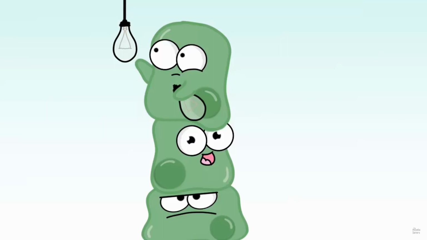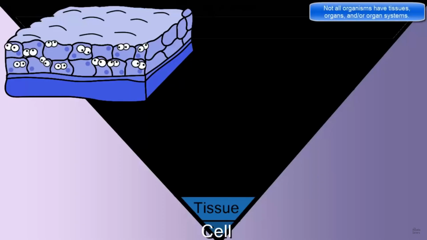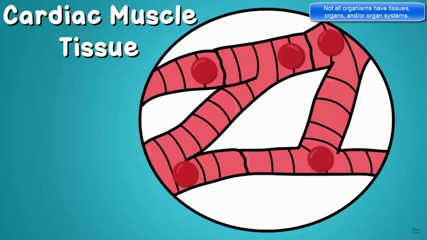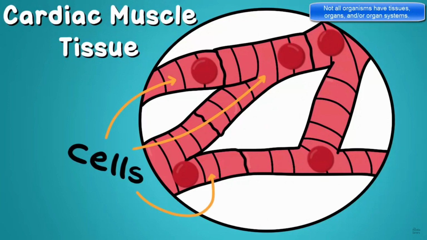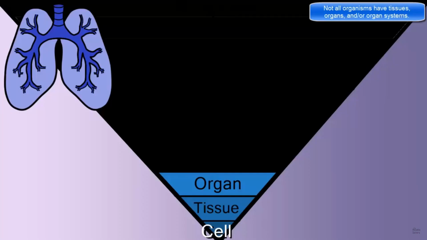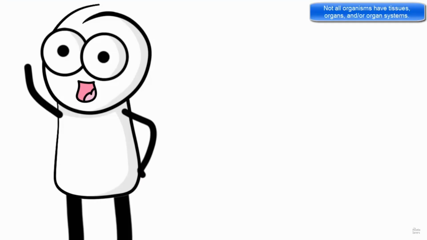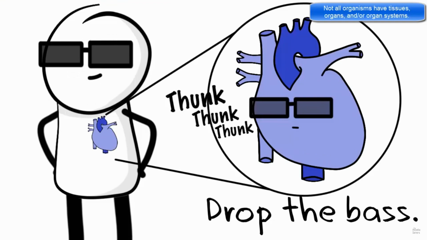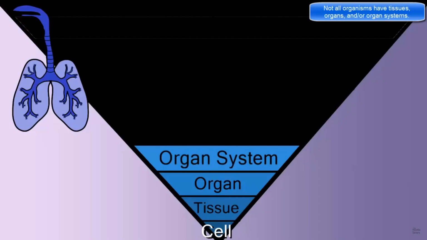Now, when you have a lot of cells that are working together for a combined function, you end up with the next level, tissues. An example of tissue includes cardiac muscle tissue, which would be made up of many cardiac muscle cells. Tissues make up organs, which is our third level. You have a lot of organs in your body. An example of an organ would include your heart. When you have multiple organs working together, you end up with the next level, an organ system.